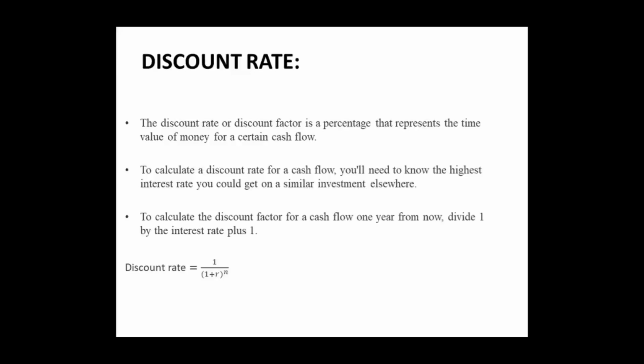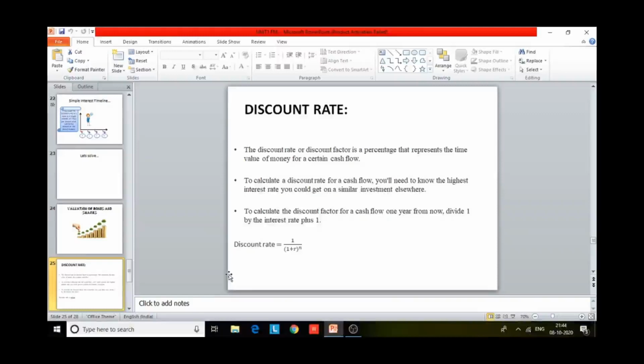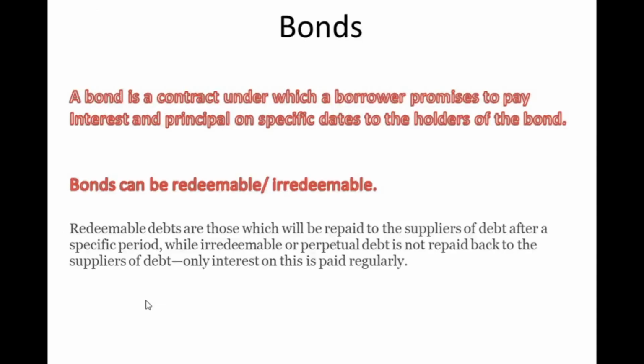Now, what is the formula of discount rate? It is given over here. It is 1 divided by (1 plus r) the whole raised to n, where r is the rate of return and n is equal to number of years. Discount rate. Moving ahead, let us see what is bonds.